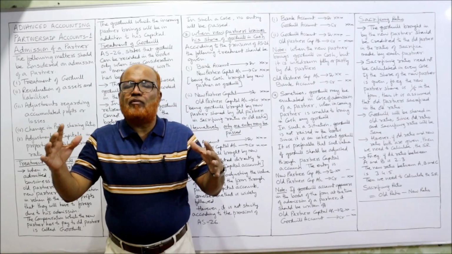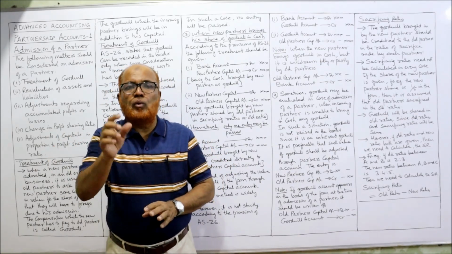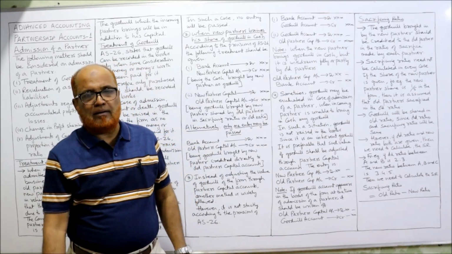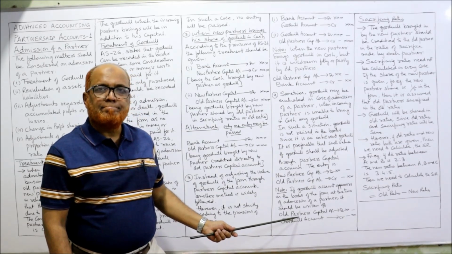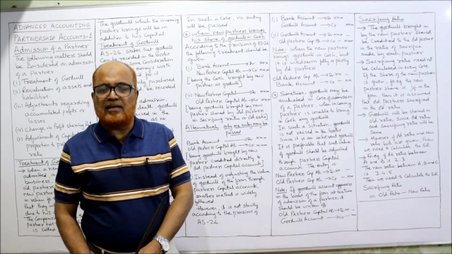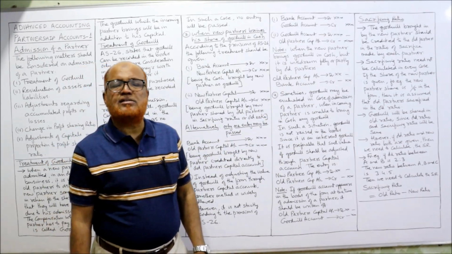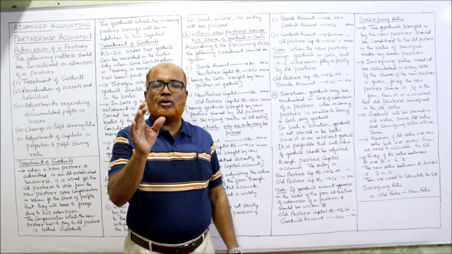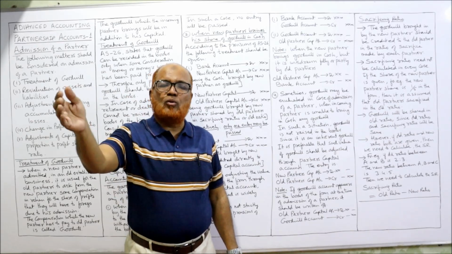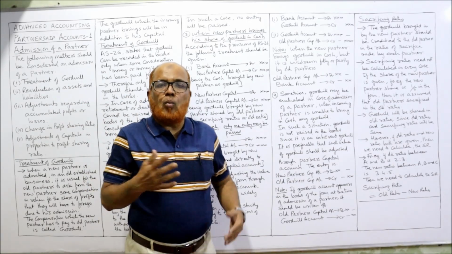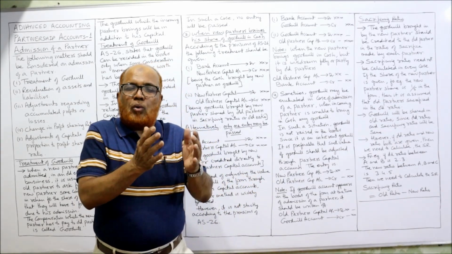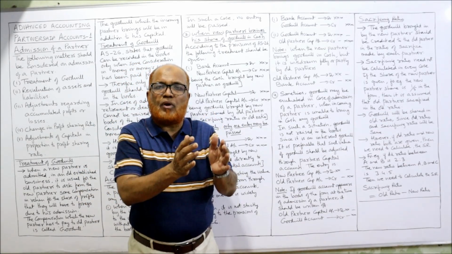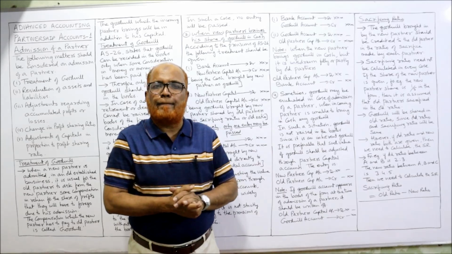If you want to remove it, you have to credit the goodwill account and the old partners will be debited. This is the entry. Right? Now, sacrificing ratio. The last topic in this video is regarding sacrificing ratio. The sacrificing ratio is required to be calculated whenever a new partner is admitted. Why sacrificing ratio? Because the old partners will sacrifice some share of profit in favor of the new partner.